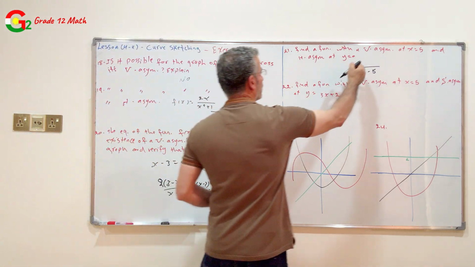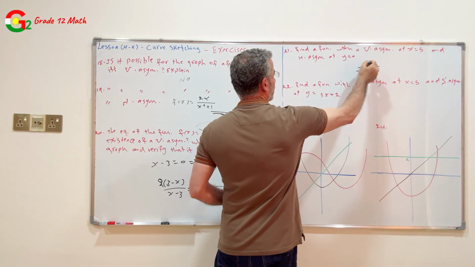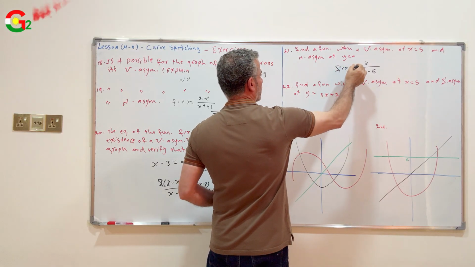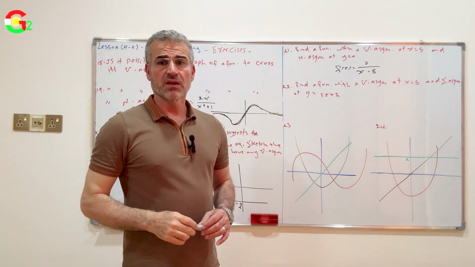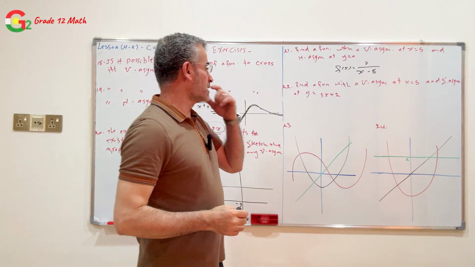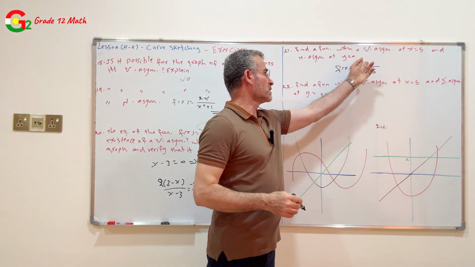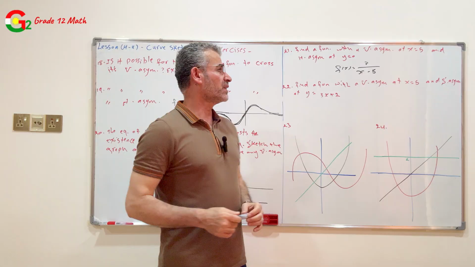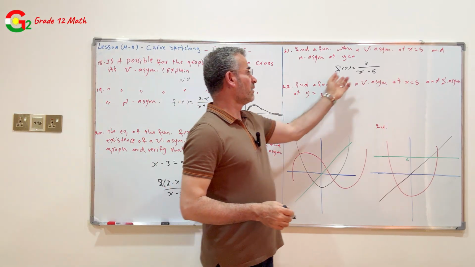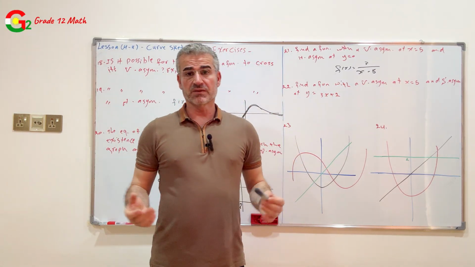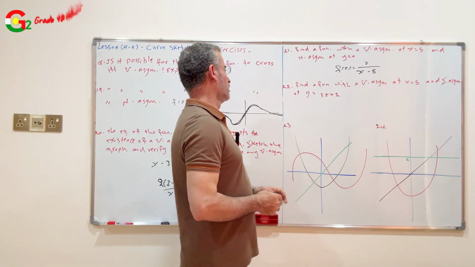We take any constant number in the numerator, for example 3. Then f of x equals 3 over x minus 5 has a horizontal asymptote at y equals 0, since the degree of the numerator is less than the degree of the denominator, and a vertical asymptote at x equals 5, since 5 makes the denominator 0.